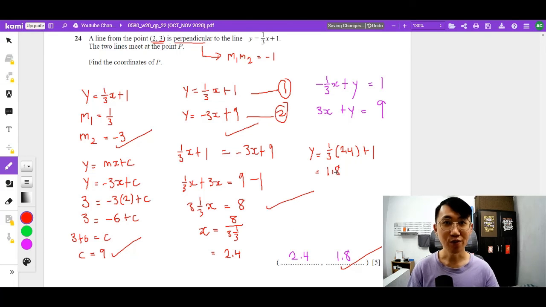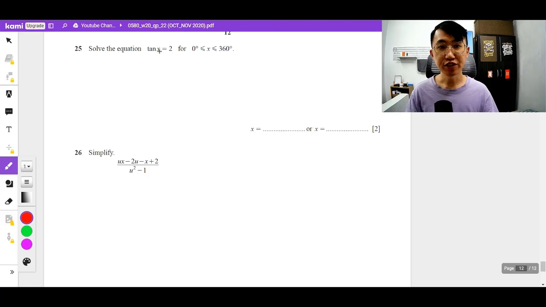And that's question 24. Next: solve the equation tangent x equals to 2 for 0 degree to 360 degree. Alright, so every time when you see this, right, usually there are 2 answers. And what is great about IGCSE is that they actually tell you there are 2 answers that you have to find. Okay, so first step, I am just going to copy the question first so they can see the movement. You have to shift tangent towards the other side, right, or inverse tangent to find the value of x.